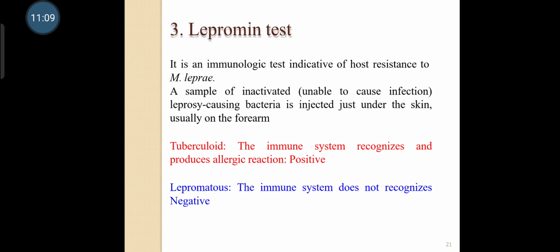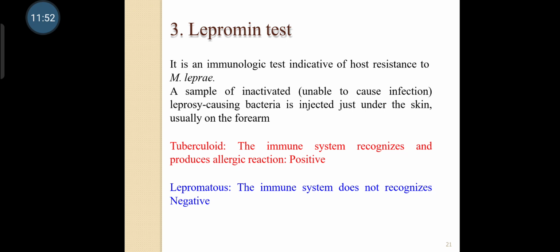Next is the lepromine test. It is an immunological test which is indicative of host resistance to Mycobacterium leprae. A sample of inactivated or live attenuated leprosy-causing bacteria is injected under the skin, usually on the forearm. If the immune reaction occurs, then the lepromine test is positive, which occurs in the case of tuberculoid leprosy. In tuberculoid leprosy, the immune system is strong and working properly, it is not immunocompromised. So a positive lepromine test is seen, showing an allergic reaction.